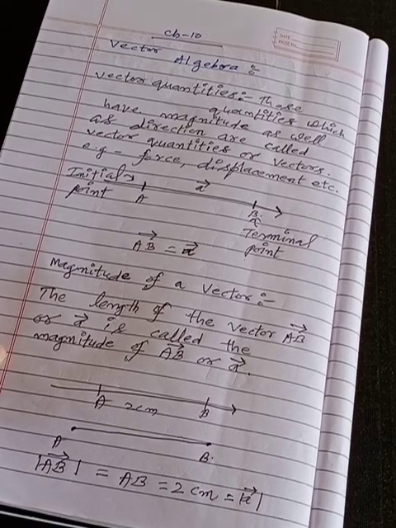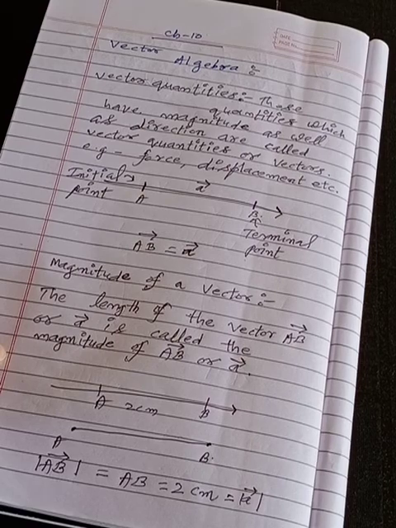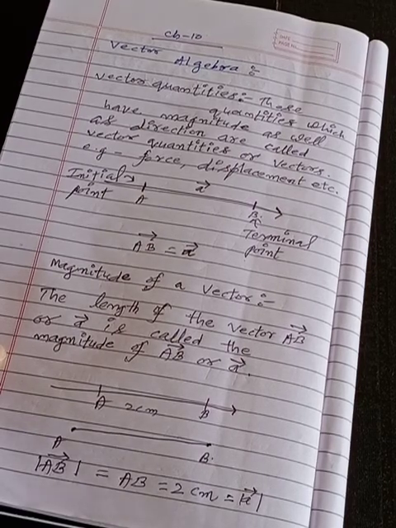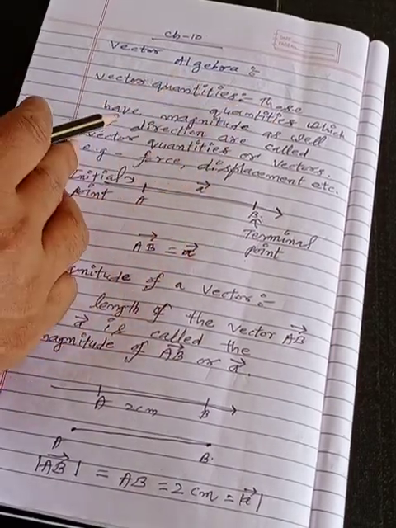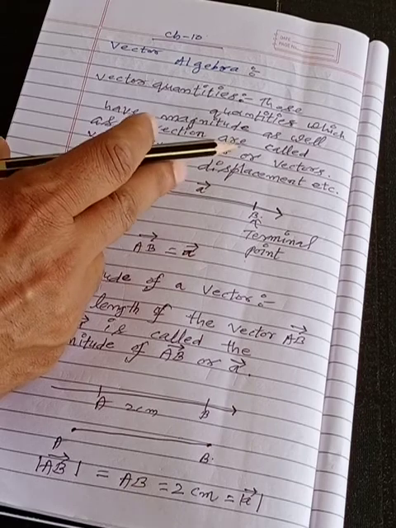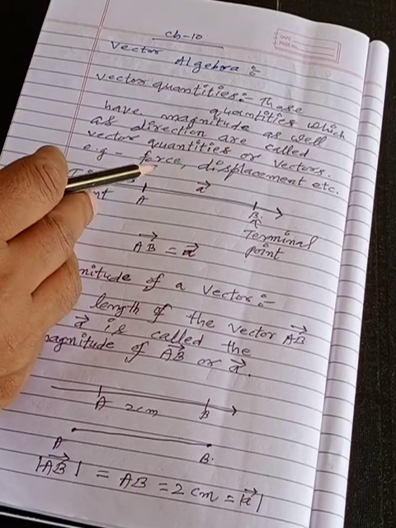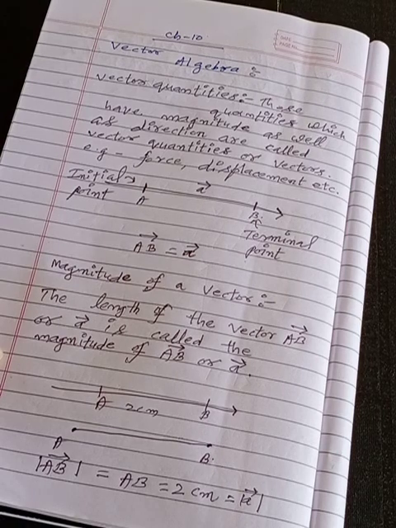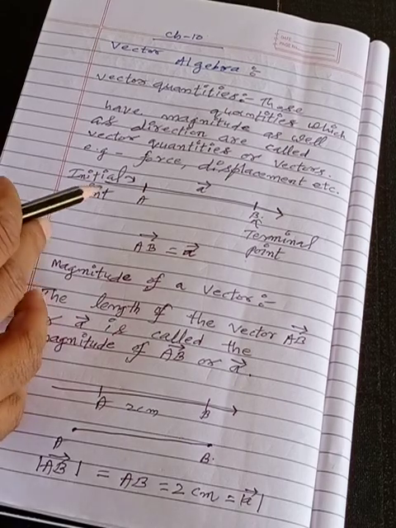Today in this lecture we will talk about vector quantities. So what are vector quantities? Those quantities which have magnitude as well as direction are called vector quantities or vectors. Examples: force, displacement, etc., because these quantities need magnitude as well as direction to represent.